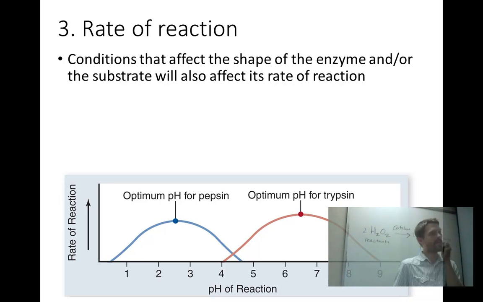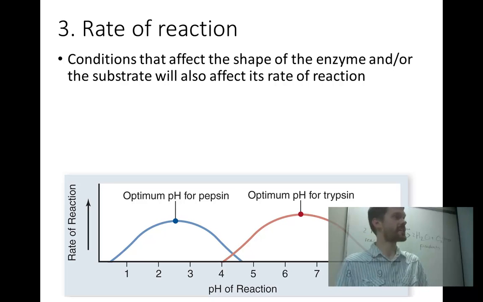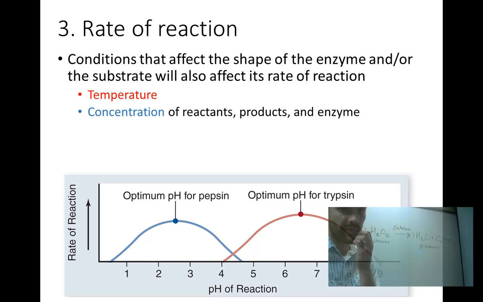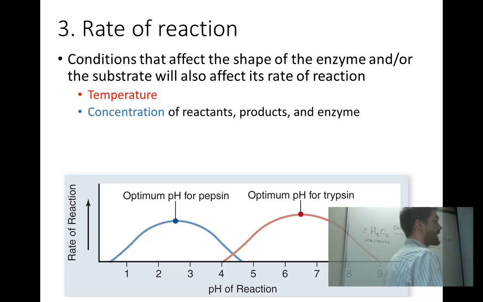All right, so lowering the activation energy or using an enzyme will cause the rate of the reaction to change. But there are other factors as well that will change the rate of the reaction. Temperature is one of them. Concentration of the reactants, products, and enzyme will change it. And this was one of the questions from the lab as well. What was the third one? pH, yeah.